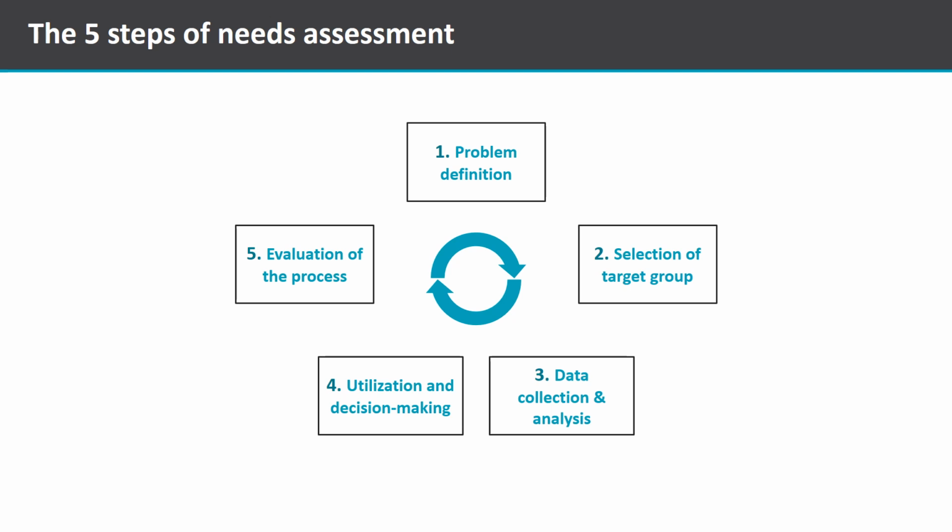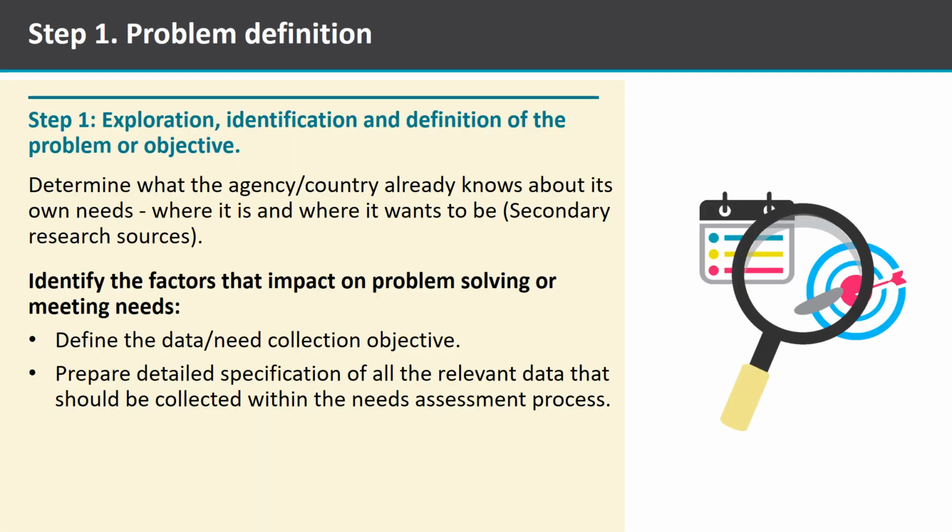So we have identified that the steps in needs assessment are defining the problem, selecting the target group, collecting and analyzing the data, using that data to make decisions, and evaluating that process. You will see that this cycle of needs assessment reflects the cycle of policy making. Indeed, the number of steps are the same as we have presented them, because policy making follows closely on the needs analysis cycle. Let us look in more detail at each of the steps.